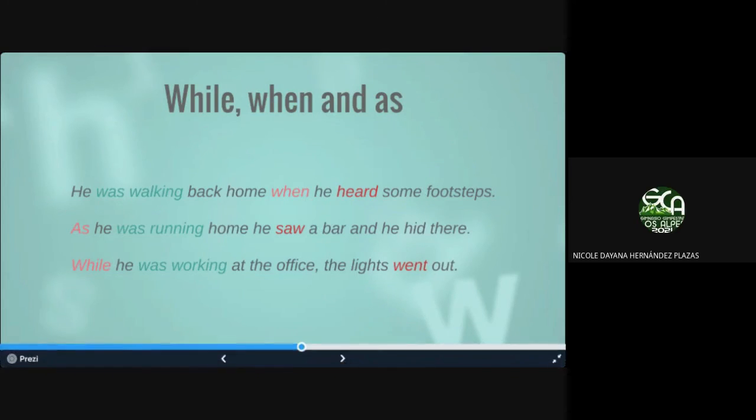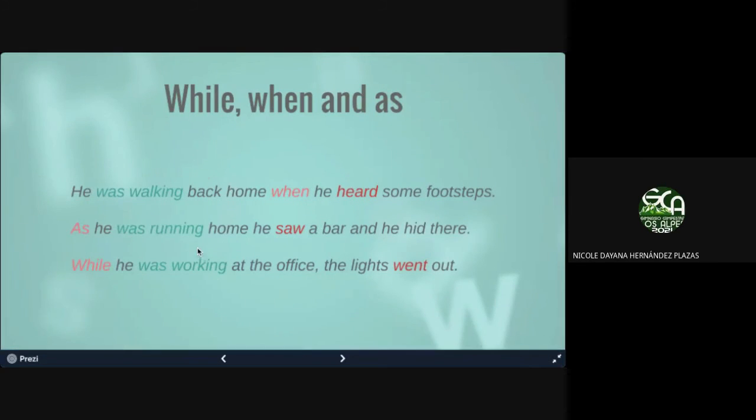Thomas, darling, can you please help me reading the first example? Well, Thomas seems not to be in class. So, Sofia Orjuela, baby, can you please help me reading the first example? Es que no se prende el micrófono rápido. Oh my God. Okay, Thomas, go ahead, baby.